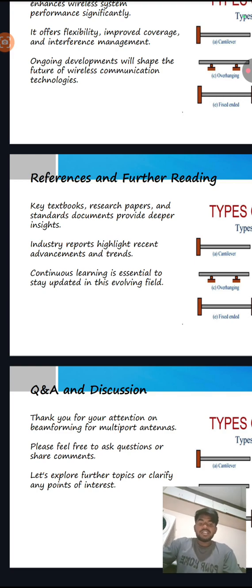References and further reading: key textbooks, research papers, and standards documents provide deeper insights. Industry reports highlight recent advancements and trends. Continuous learning is essential to stay updated in the evolving field.